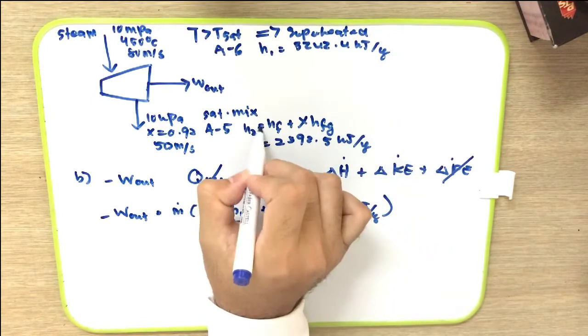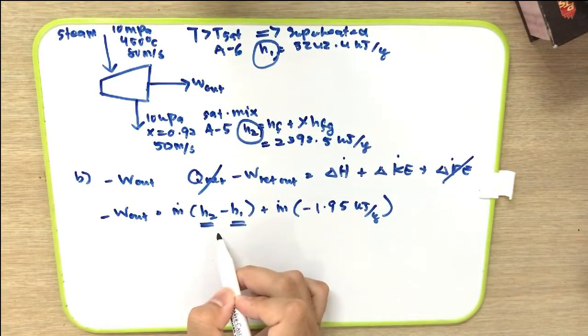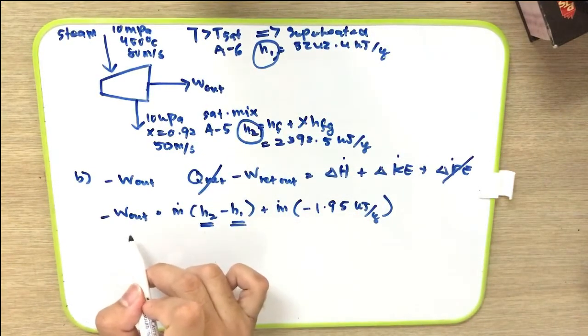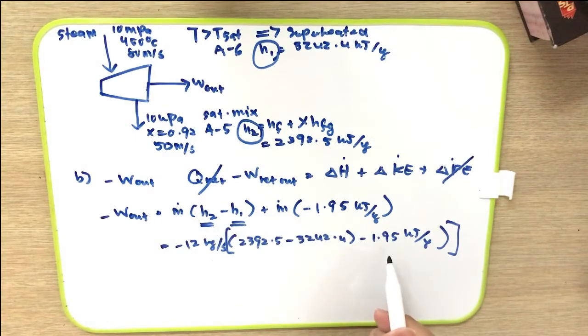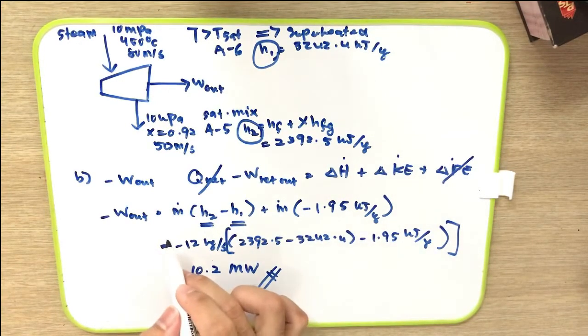Now we have found the H2 and also H1, so we can substitute inside this equation in order to find the W out. We substitute all the values, then we solve, and we will get the W out equal to 10.2 megawatt. So that's how we find the W out.